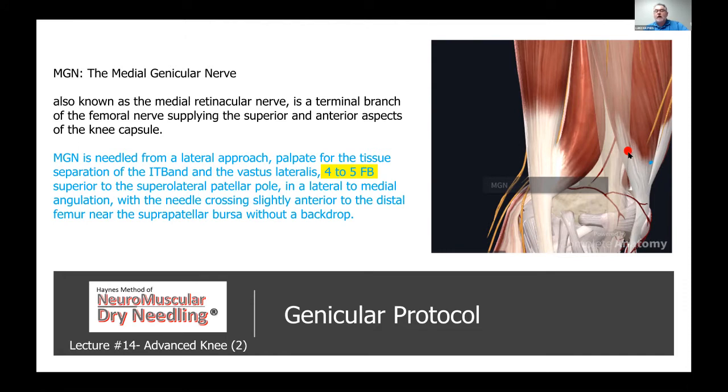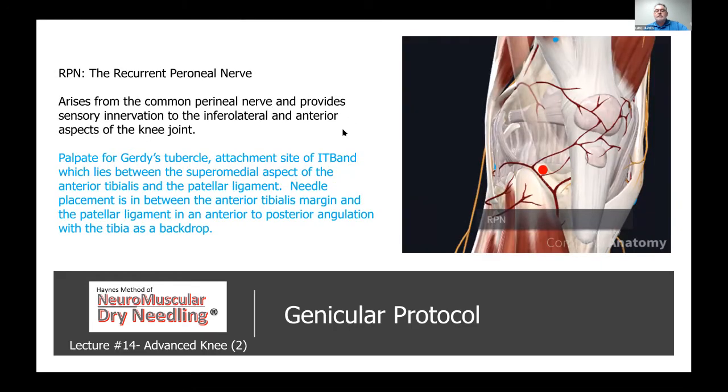And so here our idea is that we want to insert our needle here, run it across the frontal plane to land just anterior to the femur for the medial genicular nerve. We'll drop a little bit for the recurrent peroneal nerve.